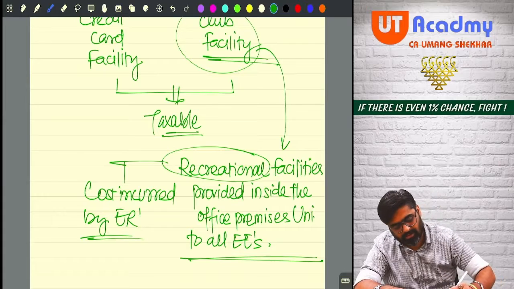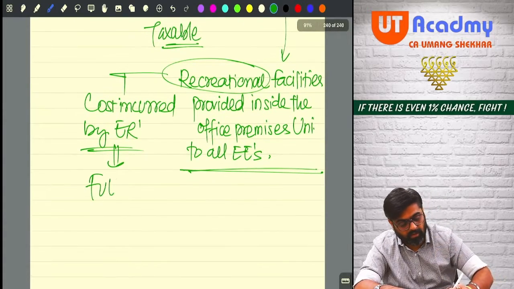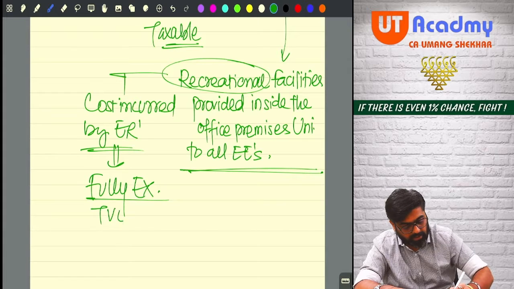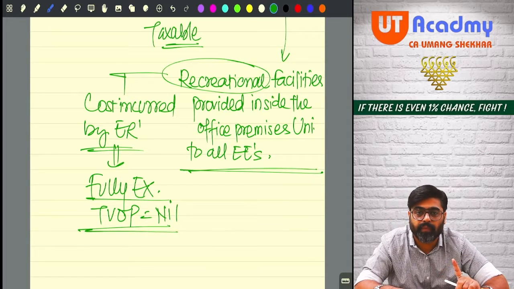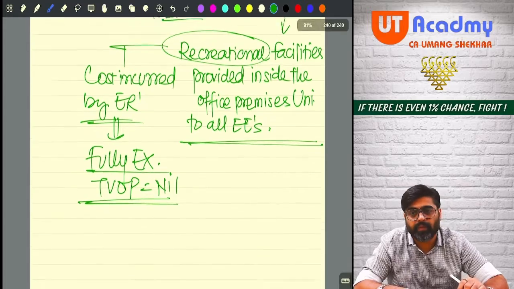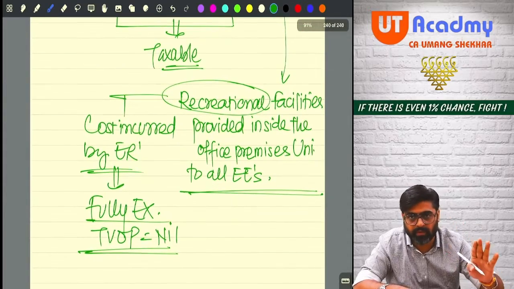Hence, even if this is a personal benefit, it will be fully exempt in the hands of the employee. The taxable value here will be nil. Everyone remembering? Will you remember? Understanding? Okay, perfect. This was your 1 point to keep in mind.